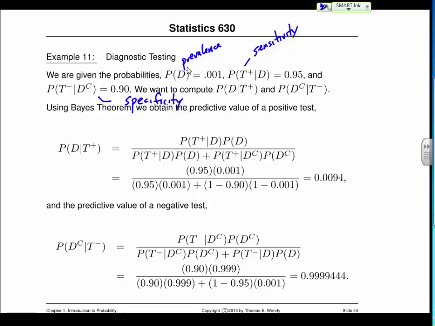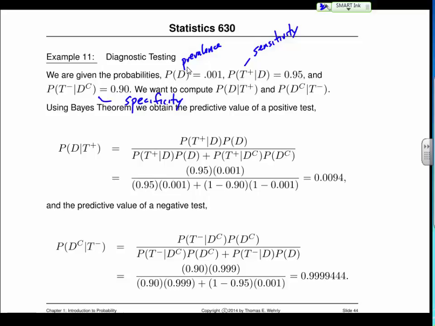The sensitivity and specificity, manufacturers, when they design diagnostic tests, have to carry out trials on patients that are known to have a disease and that are known not to have the disease. And then they measure or record how often they get positives and how often they get negatives with that. And then they can report to the physicians using the test. Well, I guess first they go to the Federal Drug Administration. They have to prove that their test does work.